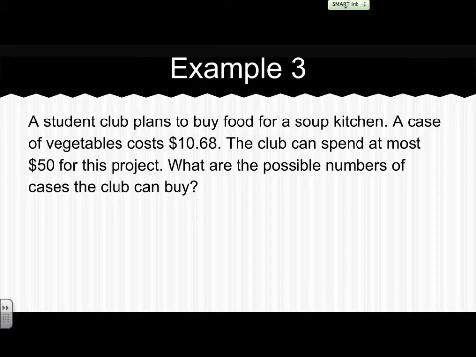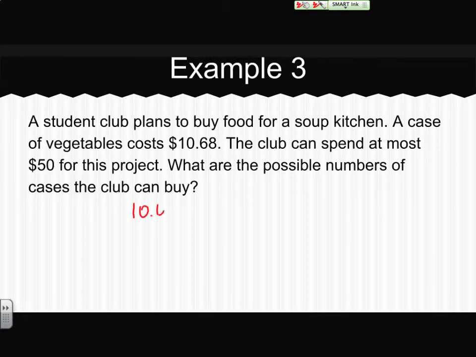Okay. On this one, we're spending $10.68 per case. So we're going to say 10.68 times the case, or the number of cases, and it says it spends at most $50. So I have 50 over here, and I have to decide which inequality goes there. Can I spend more than $50? No, because it's kind of indicating that they only have $50.